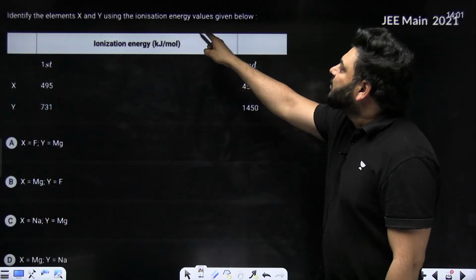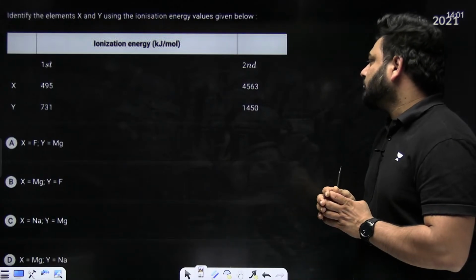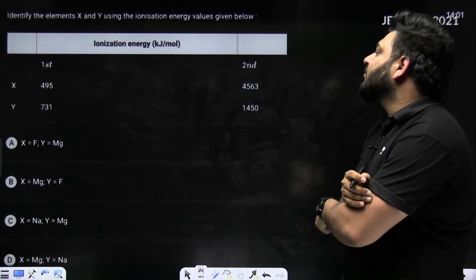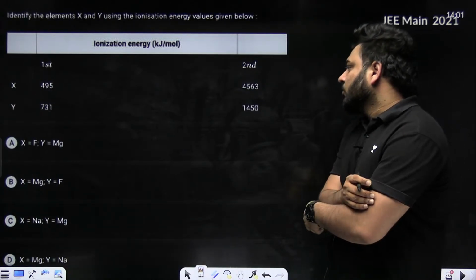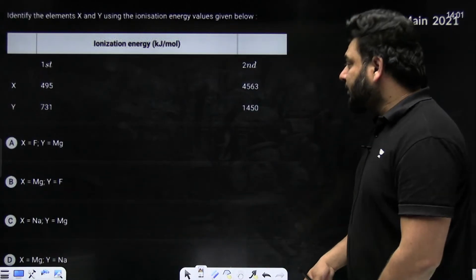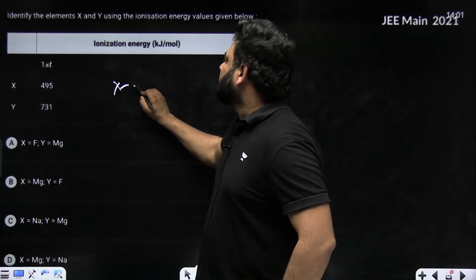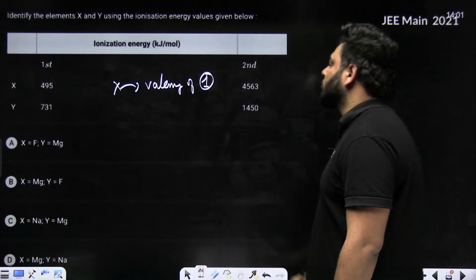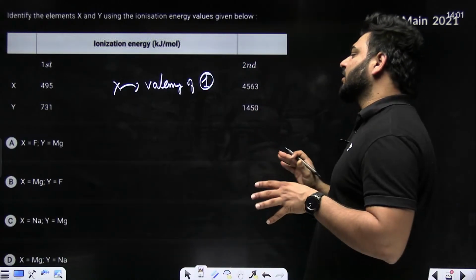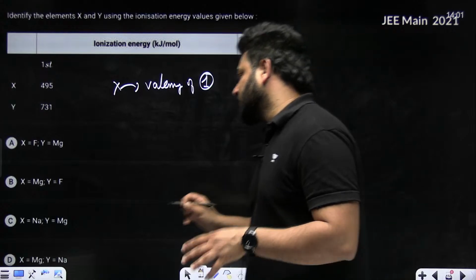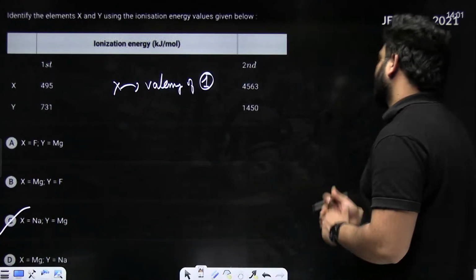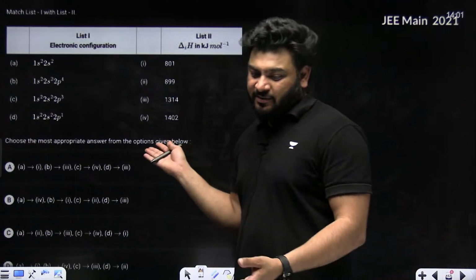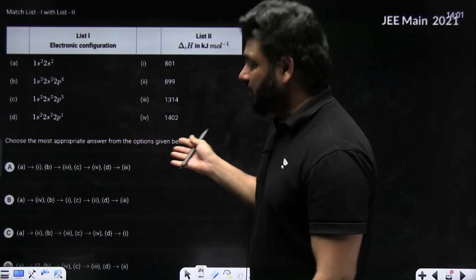Identify X and Y using the ionization enthalpy. Now how should we do it? X and Y, so what do we see? The first ionization enthalpy is this, the second is this. Definitely X has a valency of 1, because right after removing one electron it has become a noble gas configuration. So definitely X is this. I think C is the correct answer. C is correct. Very easy questions are there, seriously, very easy questions.